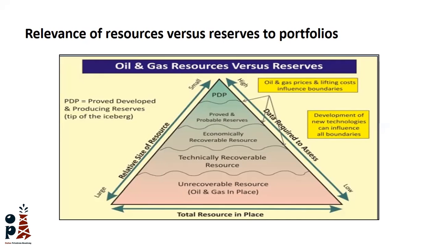This is why we should know about reserve, because most economic models should take into account proven reserve only. So the boundaries between proved, developed, producing reserve, proved reserve and economic reserve are influenced by oil and gas prices and the costs to extract them from underground. And any boundary between these lines is influenced by new technology. If you have a new technology, you can reduce your unrecoverable resource and increase your technically recoverable resource. If oil and gas prices increase, you can increase your economic recoverable resource. So all these boundaries depend on oil and gas prices and technology.